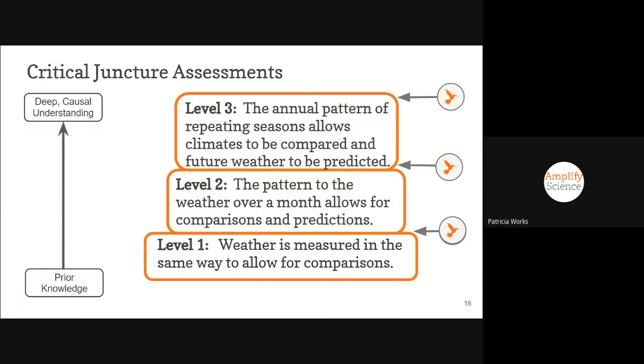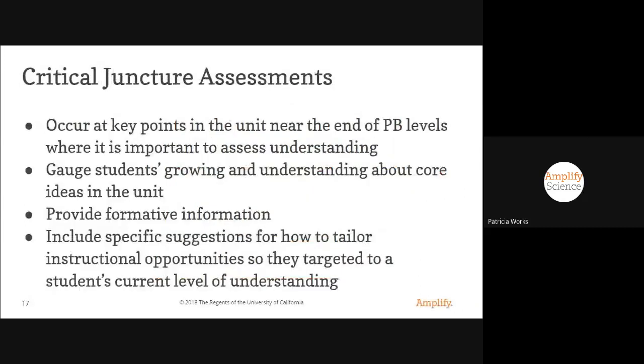The critical juncture assessments, represented by the large hummingbirds that you see on the right-hand side of the screen, are formative assessments meant to gauge students' growing understanding and their preconceptions about core ideas in the unit. The critical juncture assessments occur after each level of the progress build has been taught to determine if students are ready for the next level of understanding or the next level of the progress build.